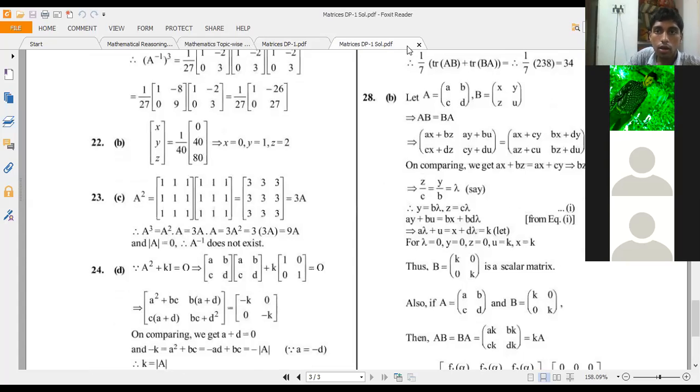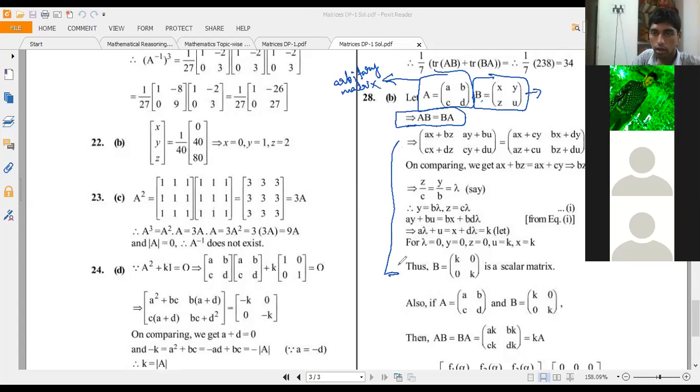You consider a matrix B, and say that it is commuting with any arbitrary matrix A. You take this as any arbitrary matrix, meaning A, B, C, D, it can be anything. If you say that matrix B is commuting with every matrix A, that implies AB will be equal to BA. After that, you do all this procedure, and you're getting B is a scalar matrix. This is what he is trying to prove.